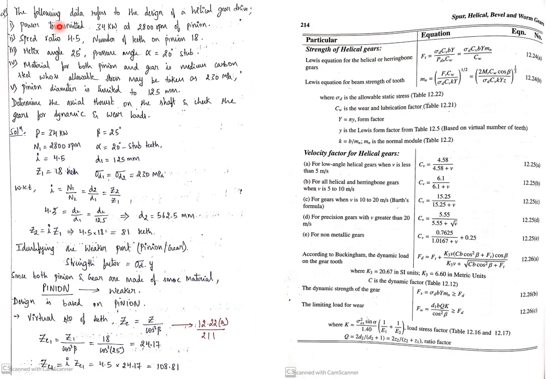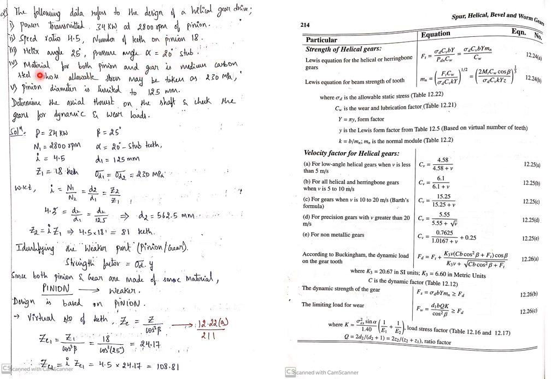So this is the next problem. We shall see how to solve it. Power is 34 kilowatts. He has given the pinion speed, the speed ratio, and the number of teeth on the pinion, Z1. The helix angle and the pressure angle alpha he has given, where 20 degrees stub is given as the involute profile.